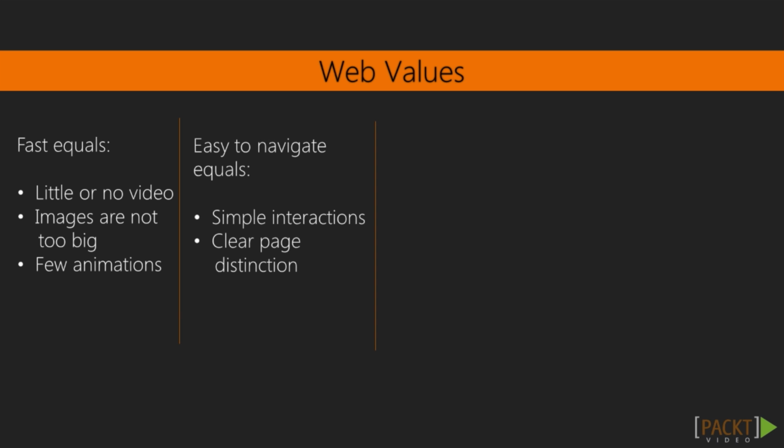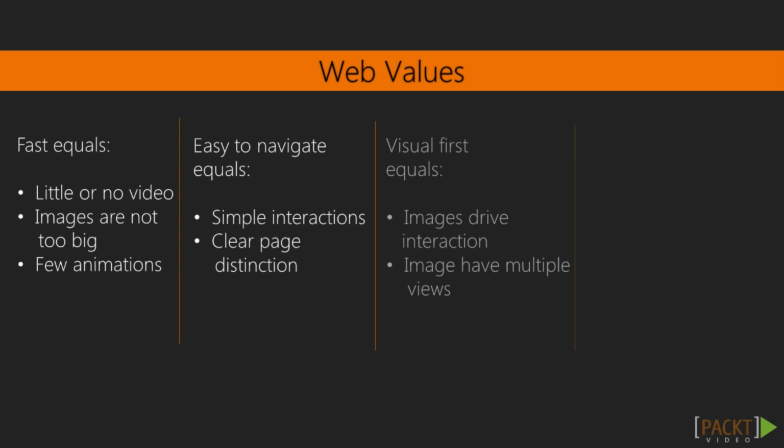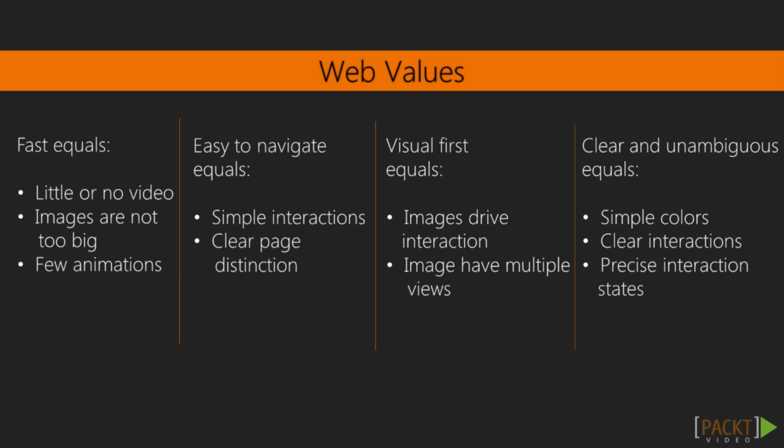If it's easy to navigate, that might equal simple interactions, clear page distinction. If it's visual first, this might mean image-driven interaction, but images that aren't too big in their file size to be fast loading on mobile devices. And if it's clear and unambiguous, this might lead to a simple color palette, 3 to 5 colors, and interaction moments that have clear states and discoverability.